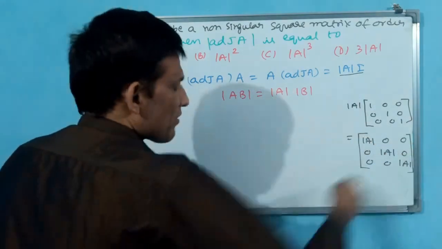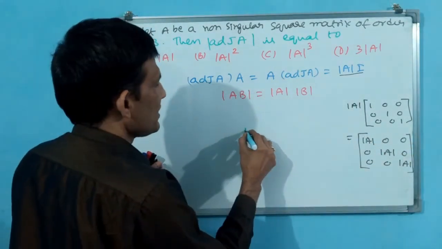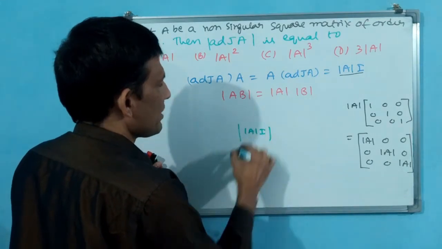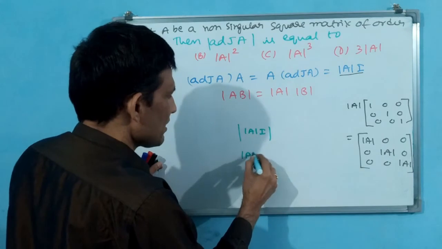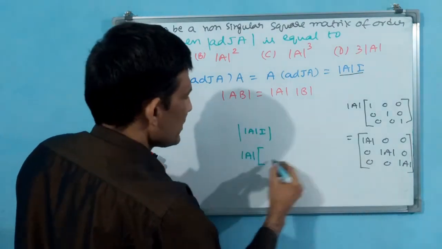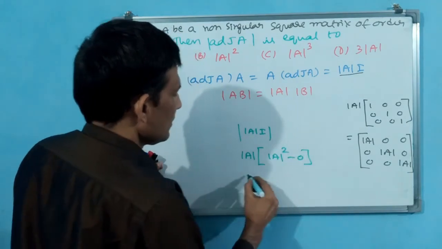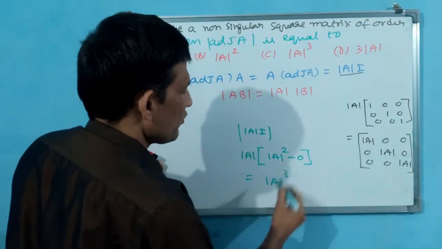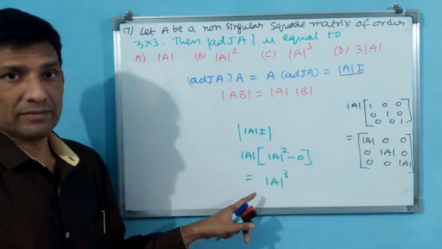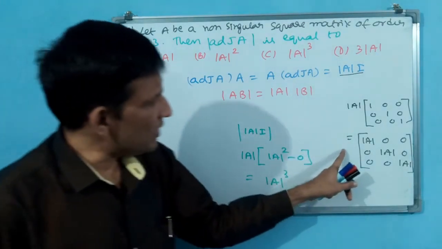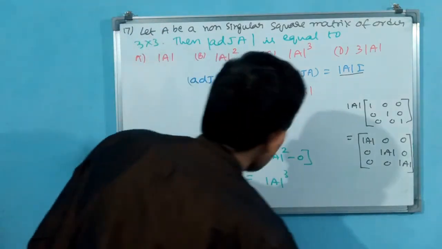Now if I do determinant, what will come? What I mean to say, determinant of determinant A into I. That means this determinant you have to do. This determinant if you do, you see, determinant A into determinant A square minus 0. That means determinant A cube. Is it okay? Definitely okay. Without determinant, the value is this one. Now, this you remember and we will go back again.